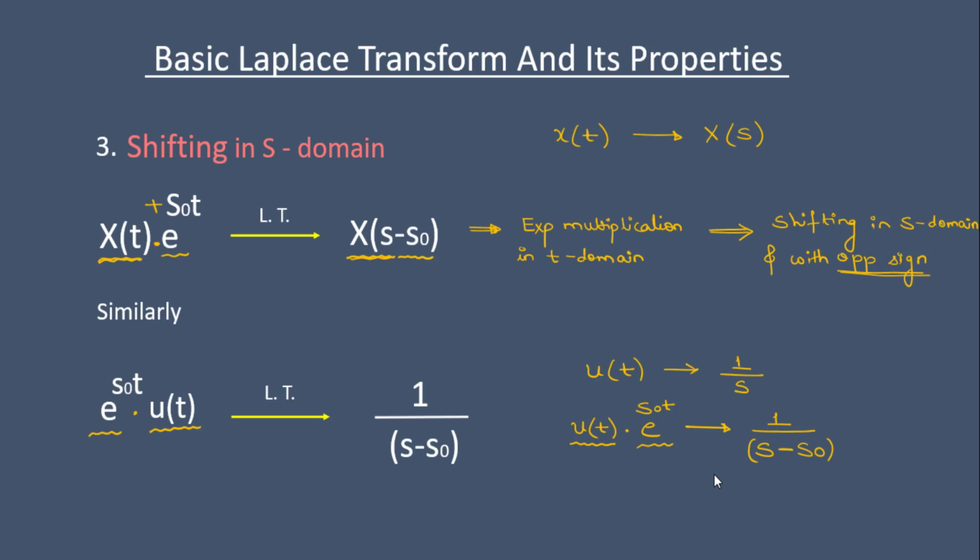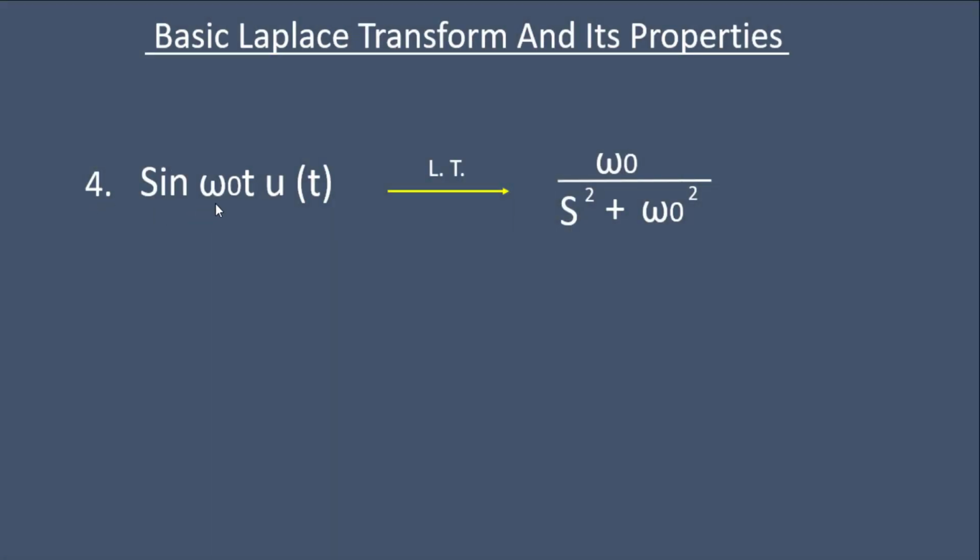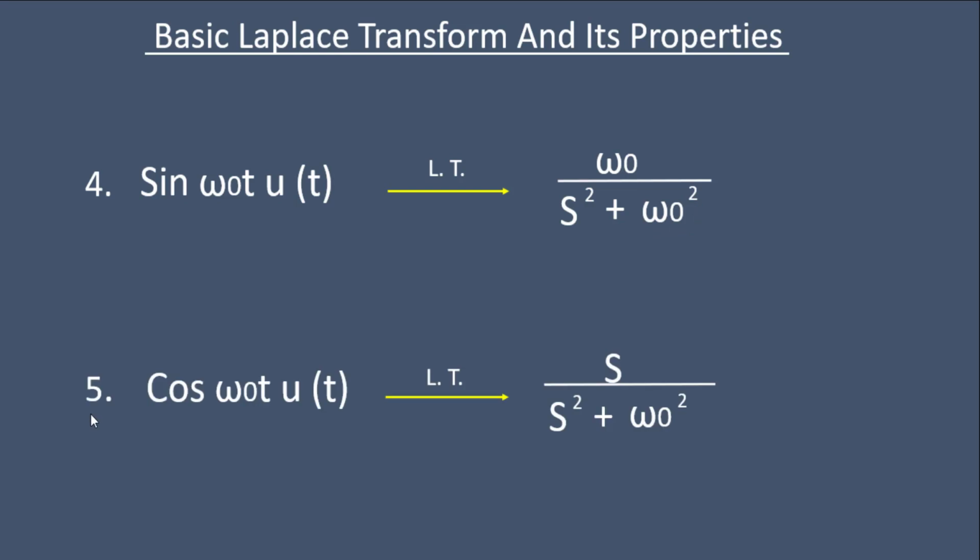Now let us directly see some important Laplace transforms. At fourth number we have sin omega naught t u of t. The Laplace transform of sin omega naught t u of t is omega naught upon s square plus omega naught square. The fifth is cos of omega naught t u of t, and its Laplace is s upon s square plus omega naught square. These both are important formulas of Laplace transform. Again, I am telling you, we are not deriving the formulas, as you will discuss the derivation in detail in the subject signals and systems.